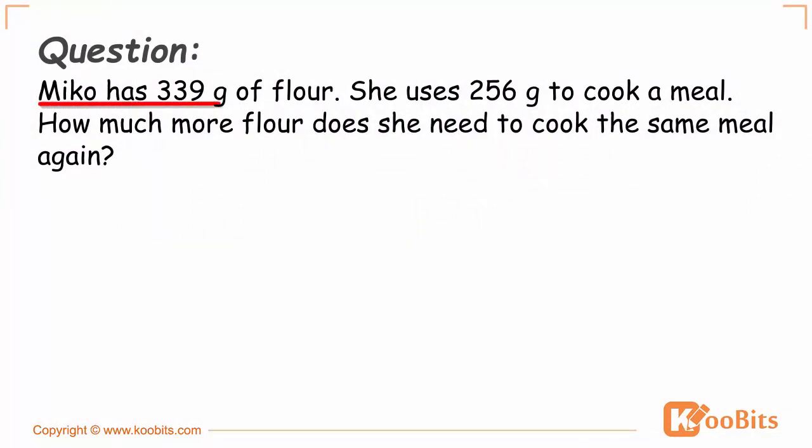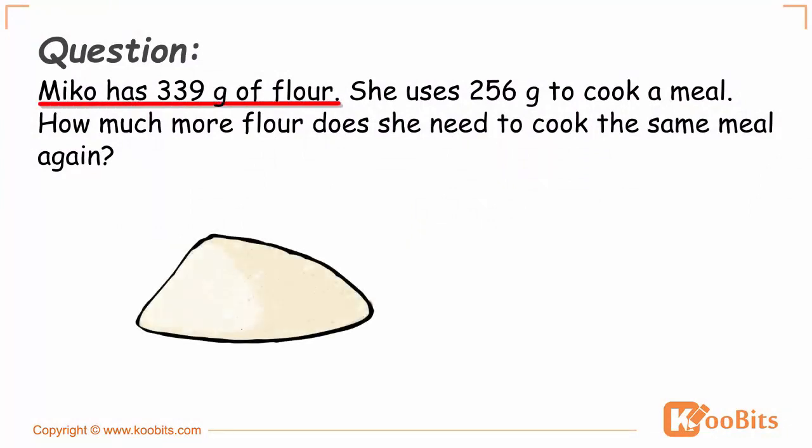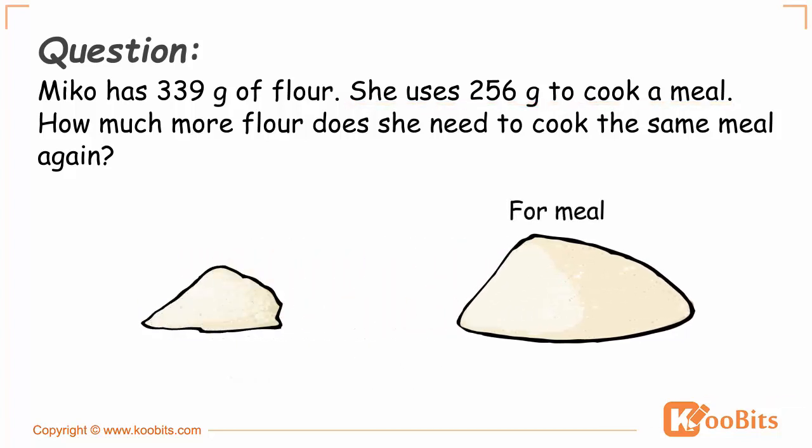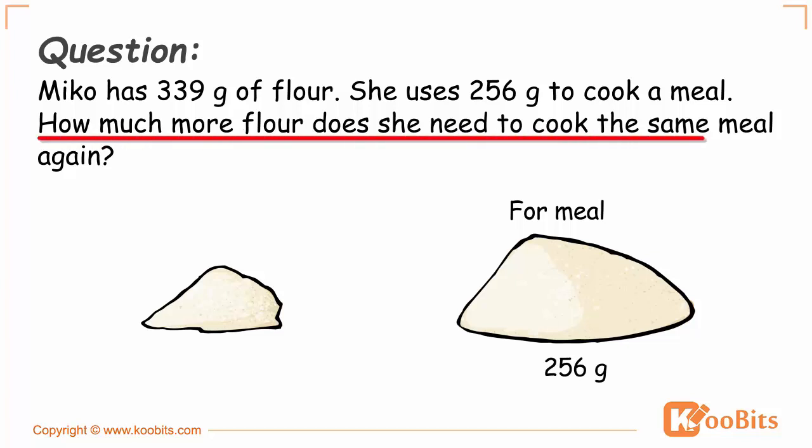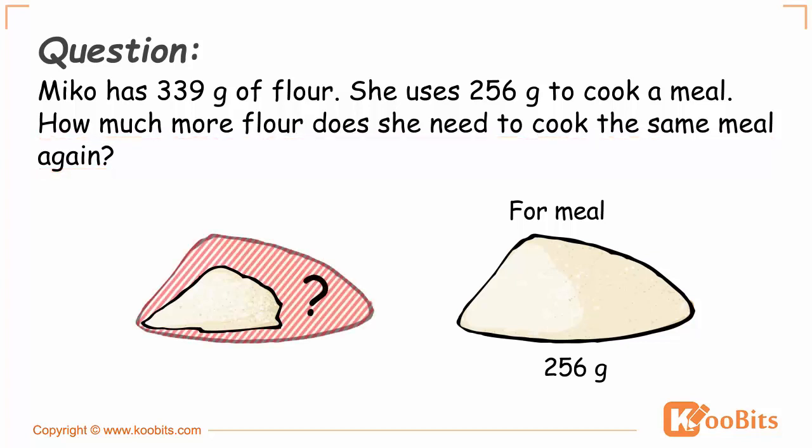Miko has 339 grams of flour. How much flour does Miko have? Yes, Miko has 339 grams of flour. She uses 256 grams to cook a meal. How much flour does she use to cook a meal? That's right, she uses 256 grams of flour to cook a meal. How much more flour does she need to cook the same meal again? The question asks us to find the additional mass of flour she will need to cook the same meal later.